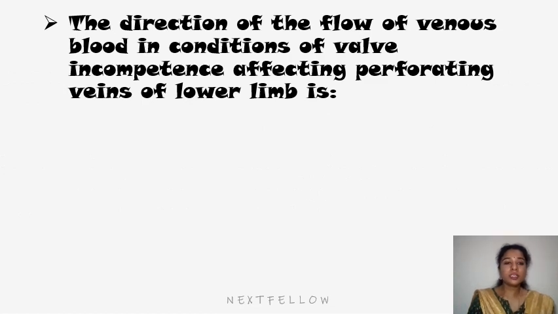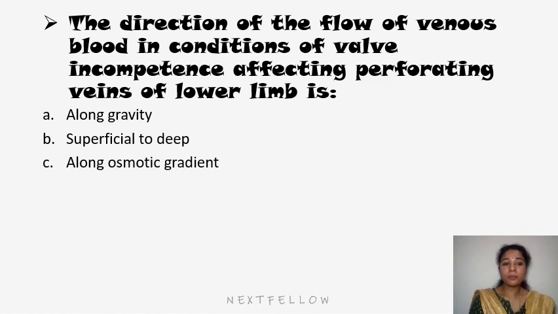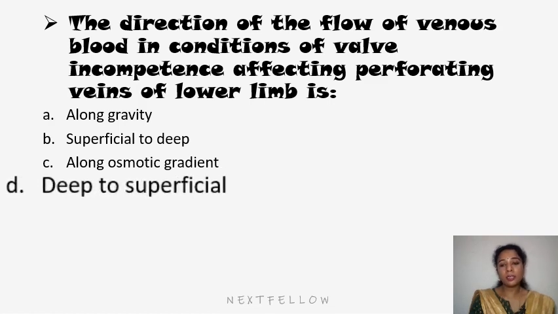The next question: the direction of flow of venous blood in the condition of valve incompetence affecting the perforators of the lower limb is: along the gravity, superficial to deep, along the osmotic gradient, or deep to superficial. So the answer is deep to superficial.